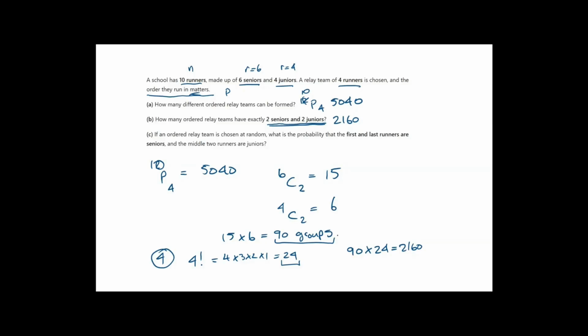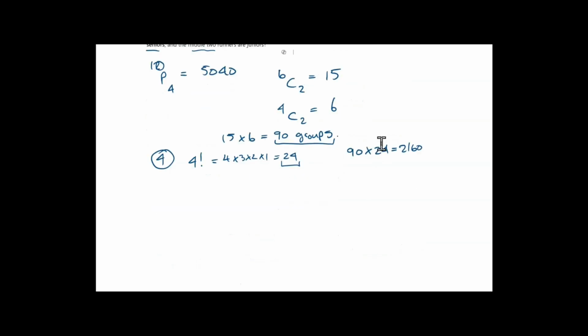So now we get the slightly more difficult question. If an ordered relay team is chosen at random, so it's out of all of them now, so we can forget this one. What is the probability that the first and last runners are seniors and the second 2 runners are juniors? So now we have a probability. Let's do this: the first and fourth are seniors and the second and third are juniors.